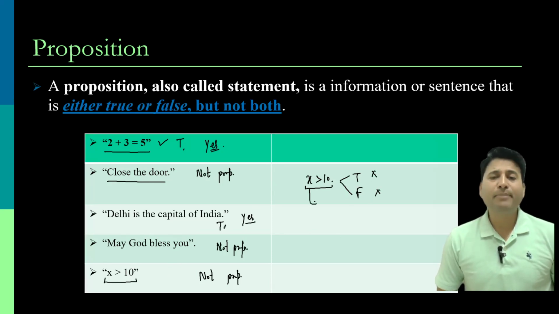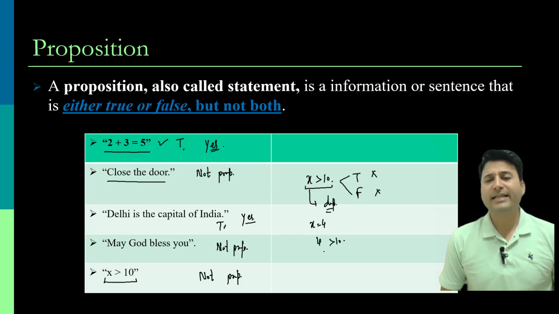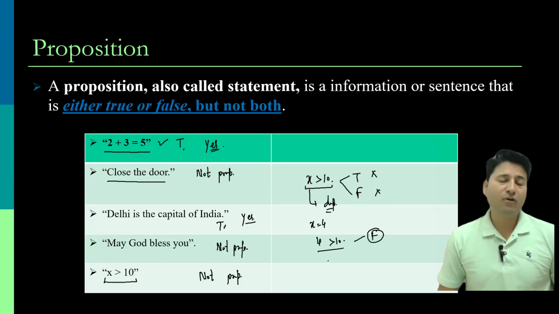Why? Because it depends on the value of x. Suppose I take x equal to 4. Then it comes out as 4 greater than 10. Now it is a proposition, and the truth value for this proposition will be false.